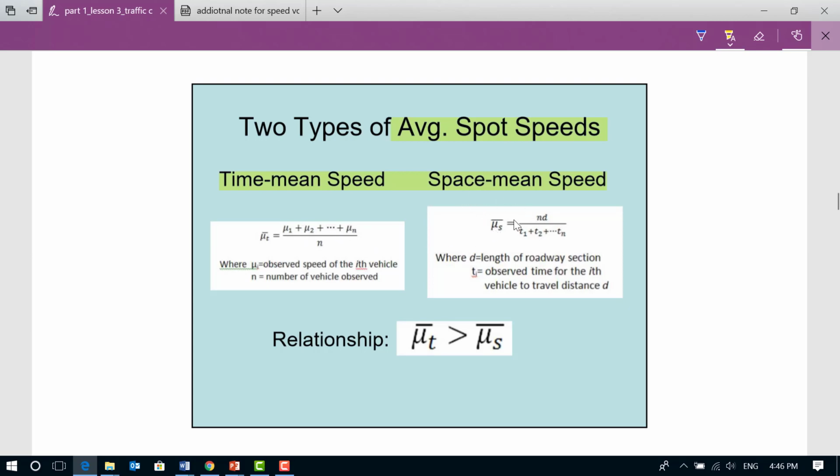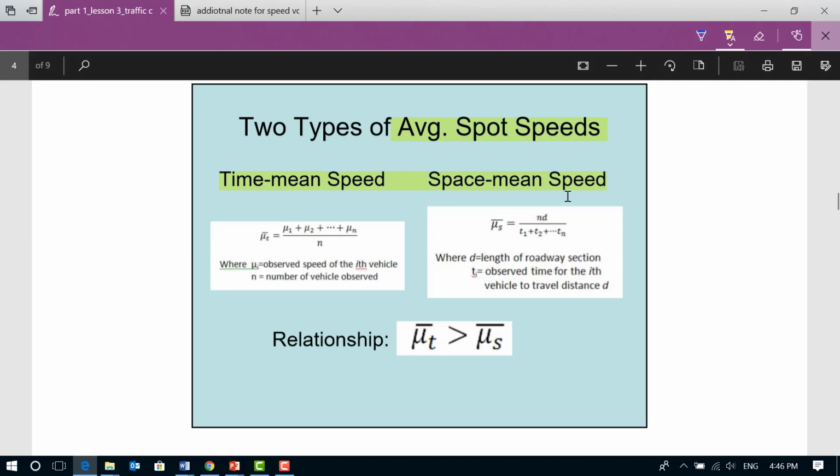And the space mean is a little bit different. For the space mean, you have to calculate the total distance divided by the total time. So the space mean focuses on the entire traffic flow as a whole group. They don't focus on the individual speed. They focus on the total distance traversed divided by the total time used.